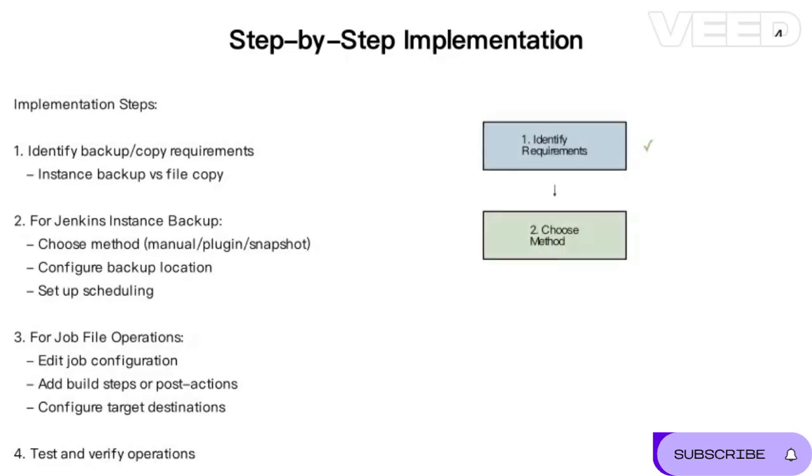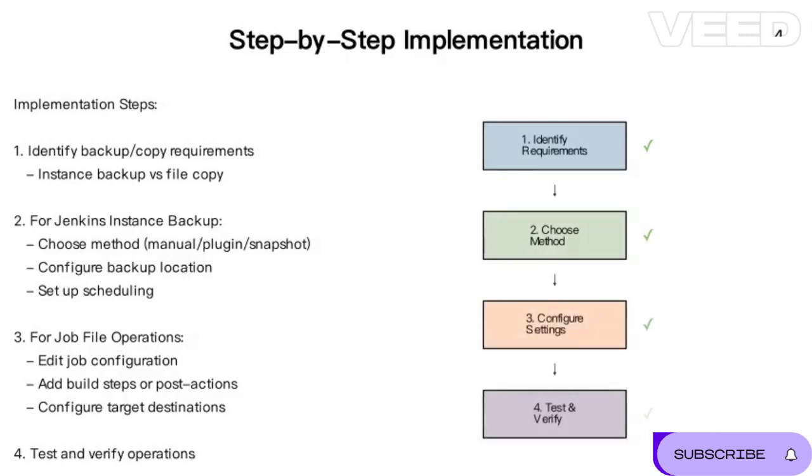Implementing Jenkins backup and file copy operations follows a systematic approach. First, identify your specific requirements, whether you need instance backup or file copy operations. Next, choose the appropriate method based on your infrastructure and needs. Then configure the settings, including backup locations, schedules, and target destinations. Finally, test and verify that your backup and copy operations work correctly. This structured approach ensures reliable data protection and efficient file management in your Jenkins environment.